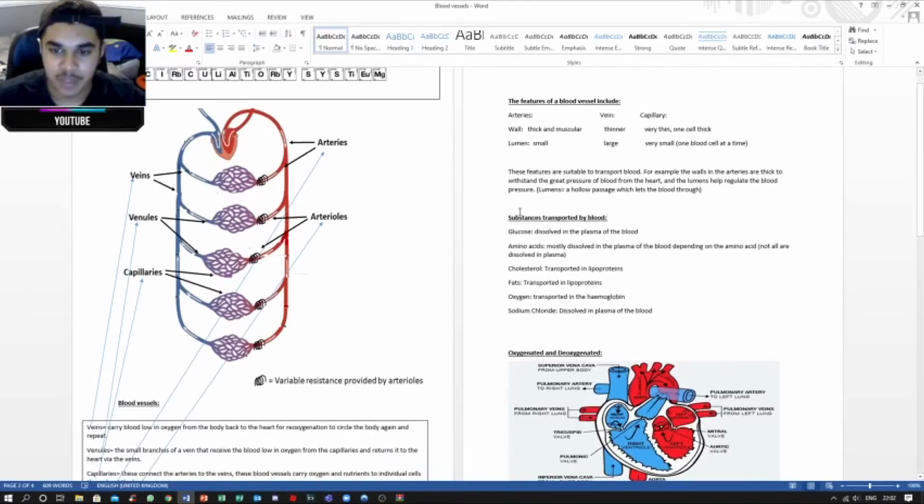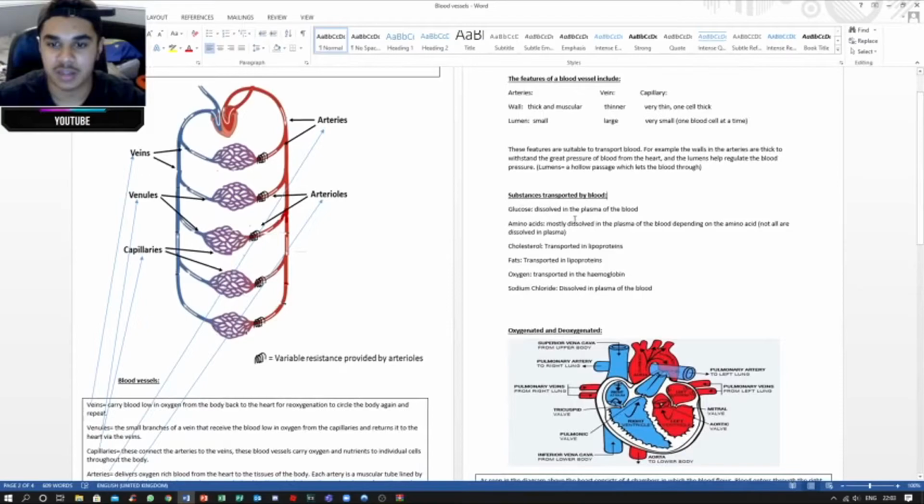Okay, and now we have substances transported by the blood. So we've got glucose, which is dissolved in the plasma of the blood, and amino acids are mostly dissolved in the plasma of the blood, depending on the amino acid, because not all of them are dissolved in plasma. And then cholesterol is transported in lipoproteins. Same with fats, they are also transported in lipoproteins. Oxygen is transported in the hemoglobin of the blood. And sodium chloride is dissolved in the plasma of the blood, as we'll get to later.